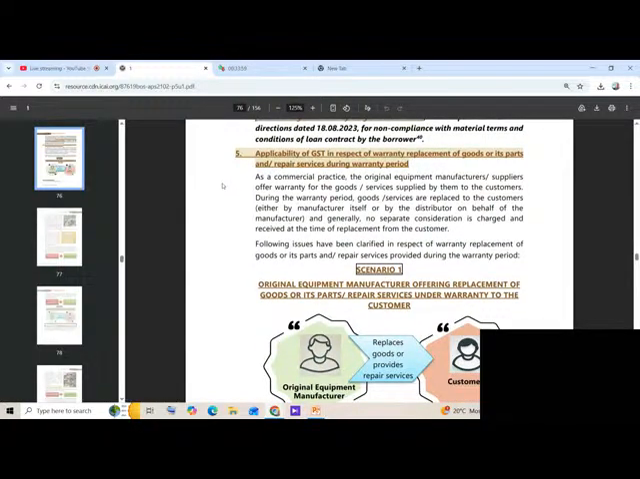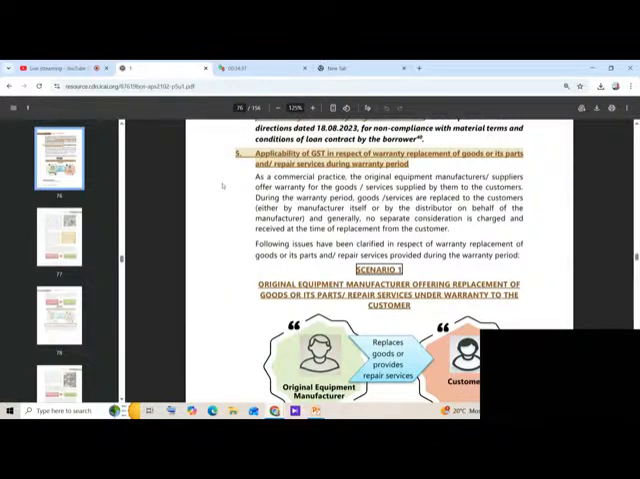Applicability of GST in respect of warranty replacement of goods or its parts and repair services during warranty period. As a commercial practice, the original equipment manufacturers or suppliers offer warranty for the goods or services supplied by them to the customers. During the warranty period, goods or services are replaced to the customers by the manufacturer itself or by the distributor on behalf of the manufacturer, and generally no separate consideration is charged and received at the time of replacement from the customer.